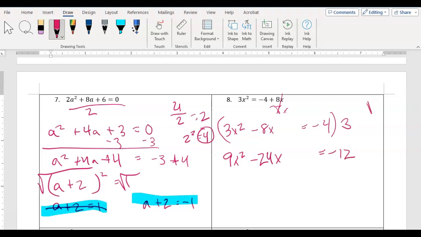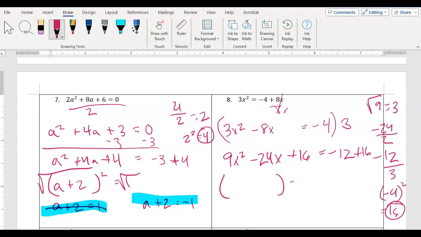I'm going to take the square root of 9, which is 3, and I'm going to divide negative 24 by 2, which gives me negative 12, divided by 3, which gives me negative 4. 4 squared equals 16. That's my magic number. So I'm going to add 16 to both sides. Now I have perfect squares on both sides. So negative 12 plus 16 is 4.